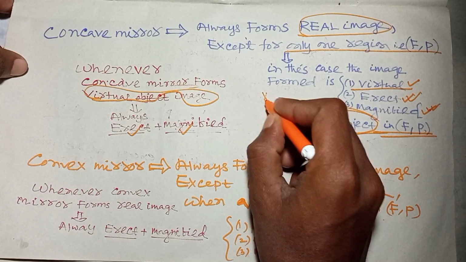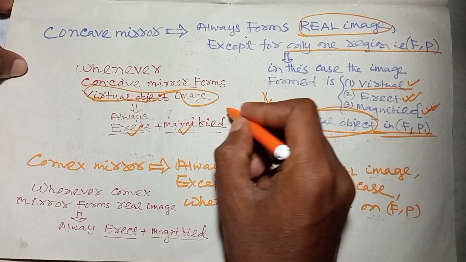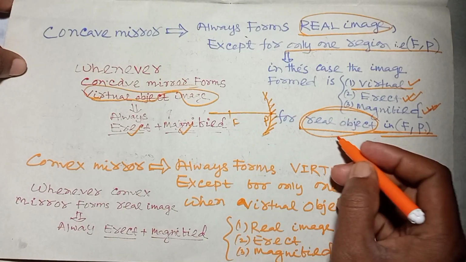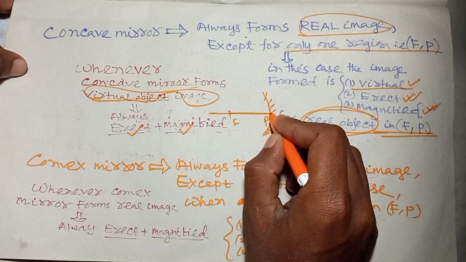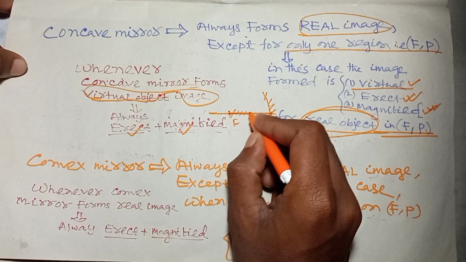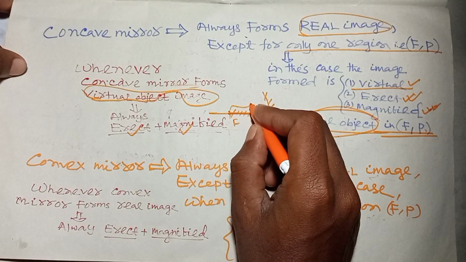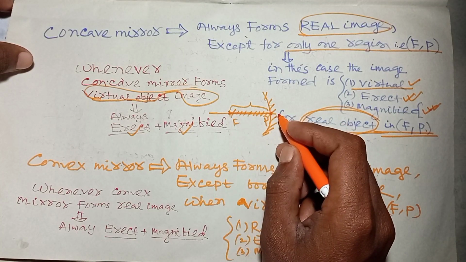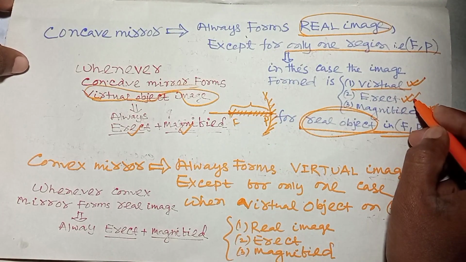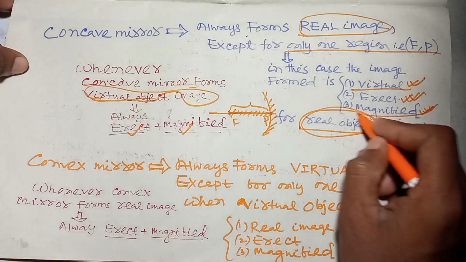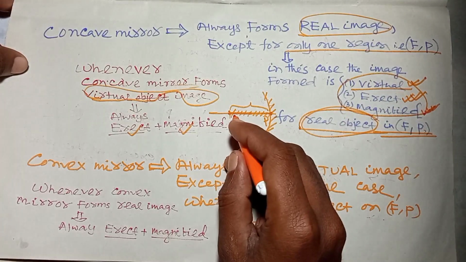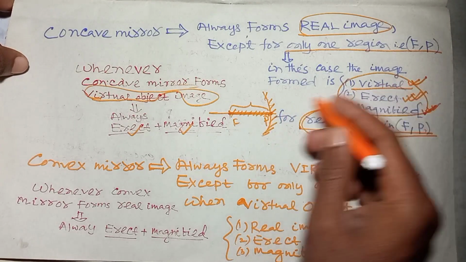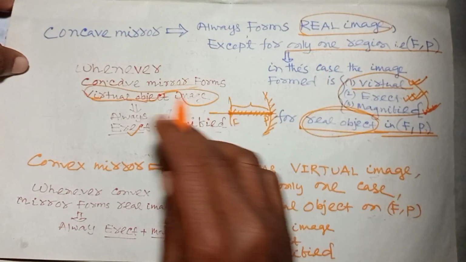So let's say I have a concave mirror, and let's say this is the focus, and this is the pole. Whenever a real object is between focus and pole, in this region, focus to pole, the image formed is virtual, that is erect and magnified. This is the only region when a virtual image is produced for a concave mirror.